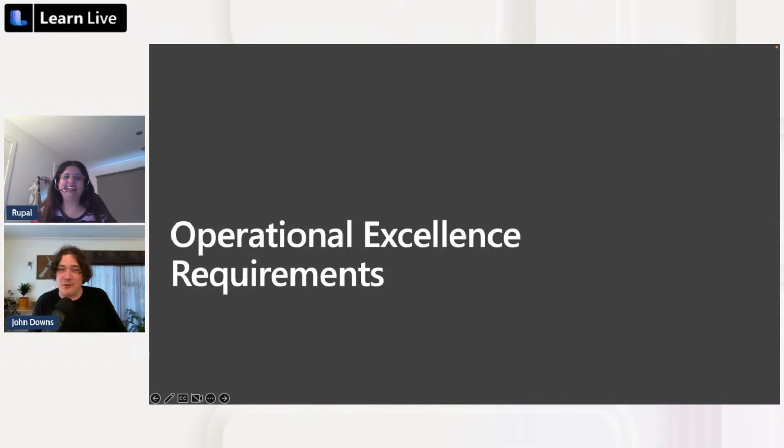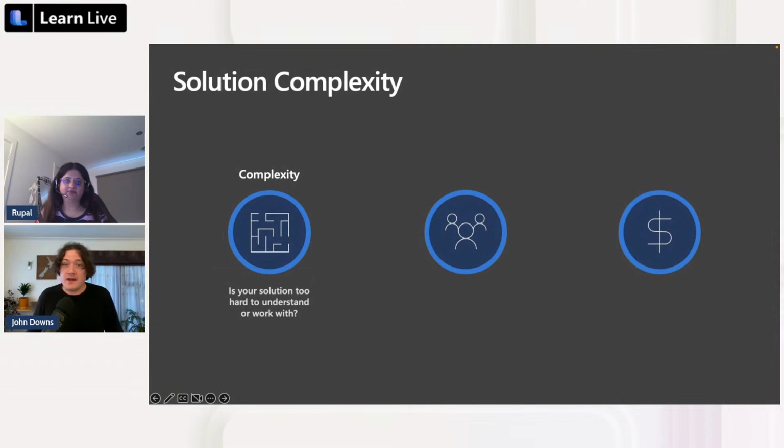Let's move on to the fourth pillar in the well-architected framework, which is what we call operational excellence. So in the Azure Well-Architected Framework, operational excellence includes a range of different concerns. But here I want to focus on one that we've already mentioned quite a few times in today's discussion. And that is, don't underestimate the importance of considering solution complexity.